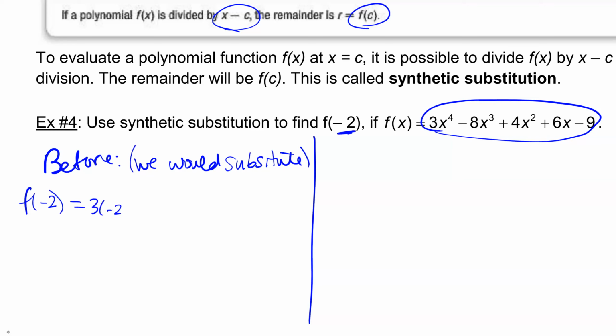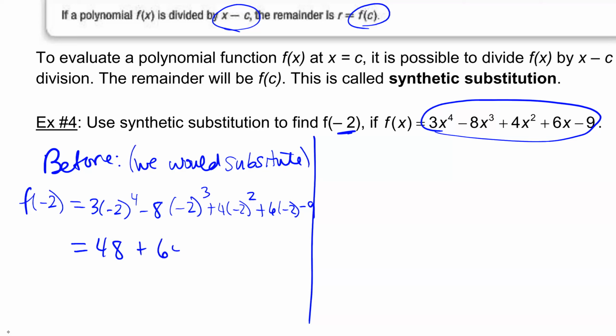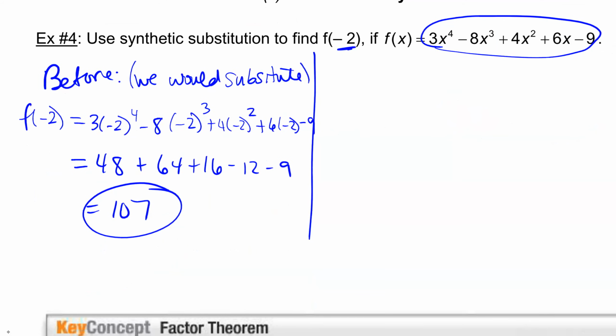So I have 3 times -2 to the 4th, minus 8 times -2 cubed, plus 4 times -2 squared, plus and so on. Oh my gosh, look at all this work. Okay, 3 times -2 to the 4th is 48, plus 64, plus 16, minus 12, minus 9. Okay, 107. So much brain computation work.